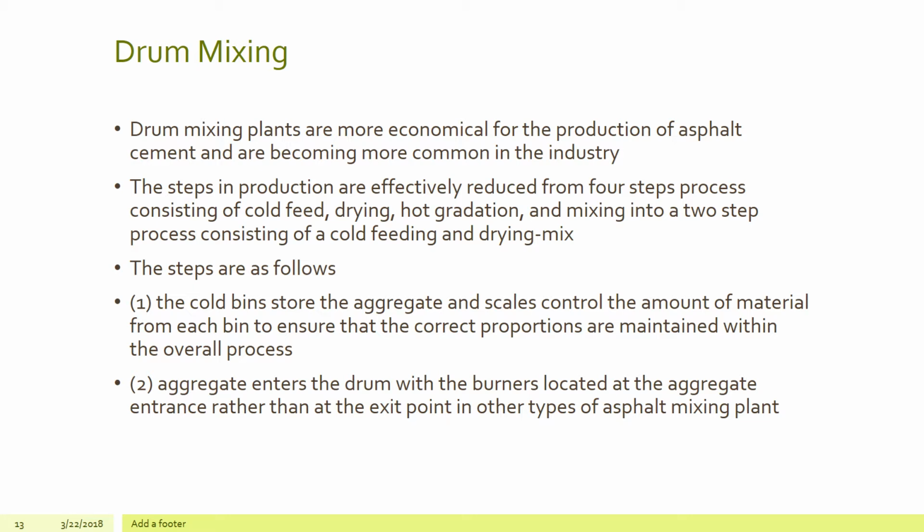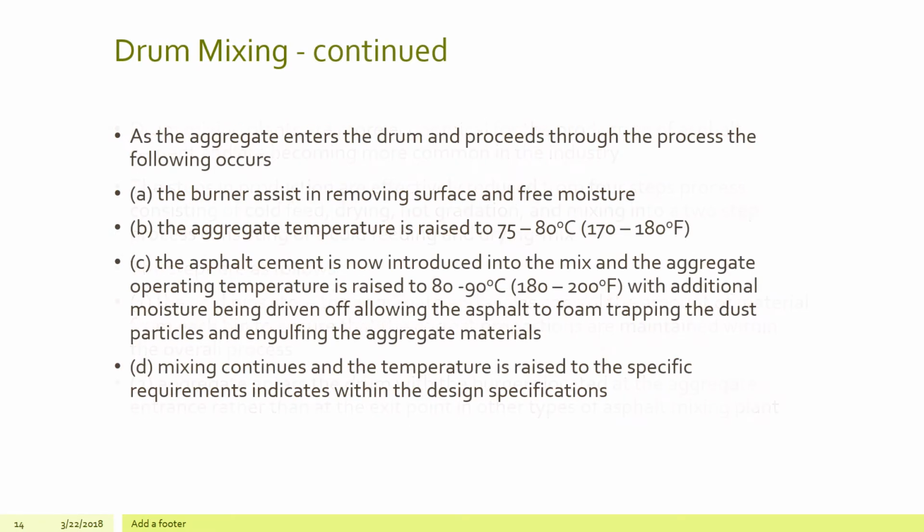The steps in production are effectively reduced from a 4-step process consisting of cold feed, drying, hot gradation, and mixing to a 2-step process consisting of cold feeding and dry mix. The steps are as follows. The cold bins store the aggregate, and scales control the amount of material from each bin to ensure that the correct proportions are maintained within the overall process. The aggregate enters the drum with the burners located at the aggregate entrance rather than at the exit point, as in other types of asphalt mixing plants.